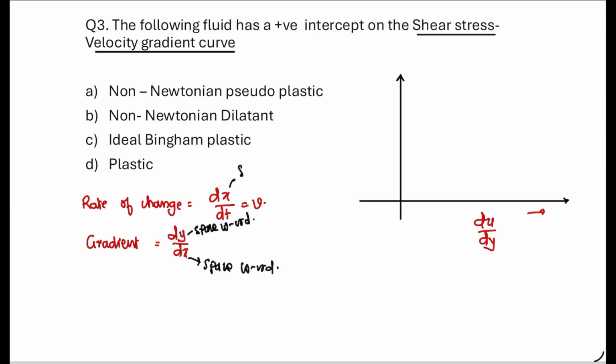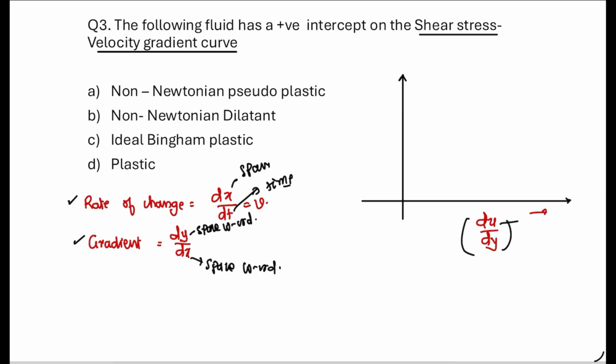When there is a space coordinate and time coordinate, then that is rate. When both are space coordinates, then that is called a gradient. du is nothing but a space coordinate. Why? du involves L also: dl by dt, dx by dt, dy by dt. Rate of change of space coordinate divided by the space coordinate is the gradient of this rate.